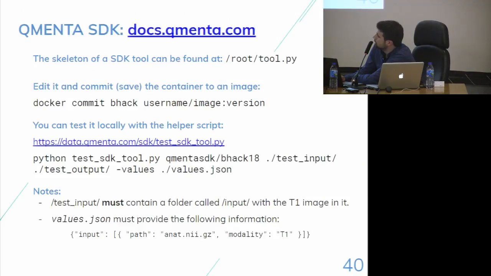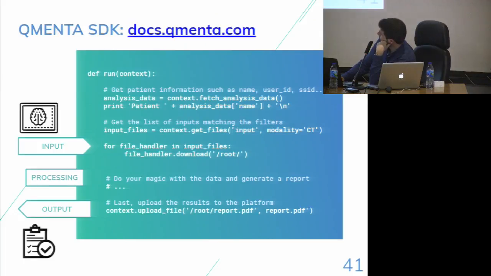Once you have a container with a tool script that you think might do something meaningful, you can commit it, that is, save it into an image with a Docker commit. Then you can use this script that I attached here to test it on your machine so that you don't upload something that might be broken. And here are some notes on how to run it locally. Basically, this is the script that I've been showing, which has an input, then the processing, and the output. In the processing part is where you would do your analysis.